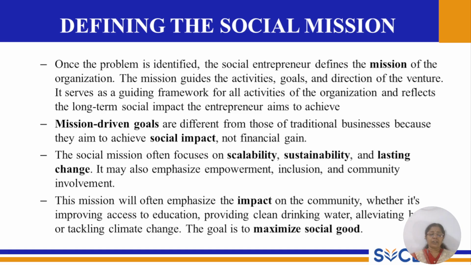Next step is that we have identified a problem. Next one is we have to define the social mission, how the problem should be addressed. Once the problem is identified, the social entrepreneur defines the mission of the organization, how the problem should be addressed, how the problem should be solved, what are the various steps that will be taken by the organization to address the issue. The mission guides the activities, goals, and direction of the venture. It serves as a guiding framework for all activities of the organization and reflects the long-term social impact the entrepreneur aims to achieve.